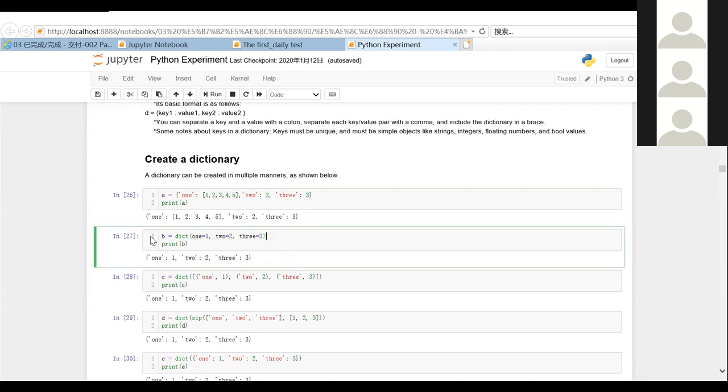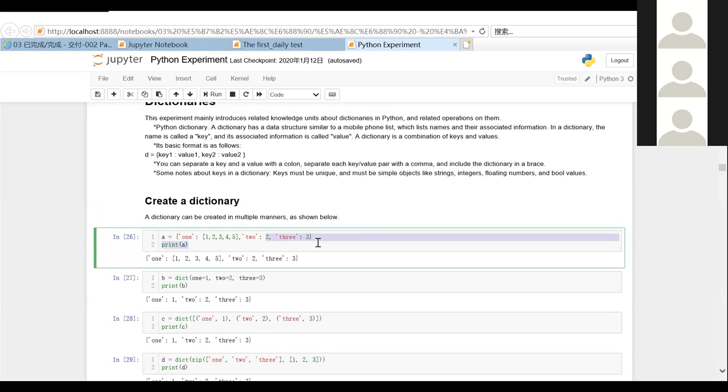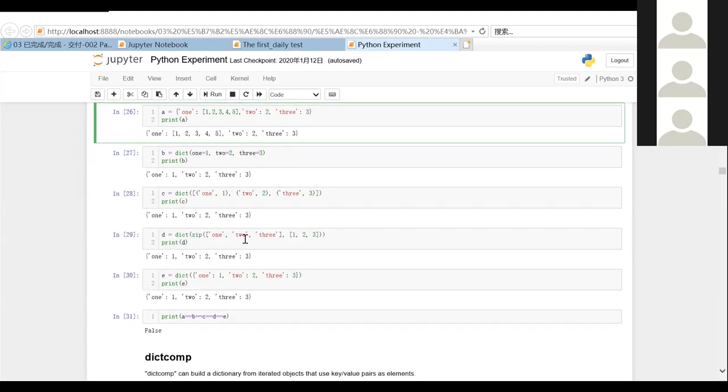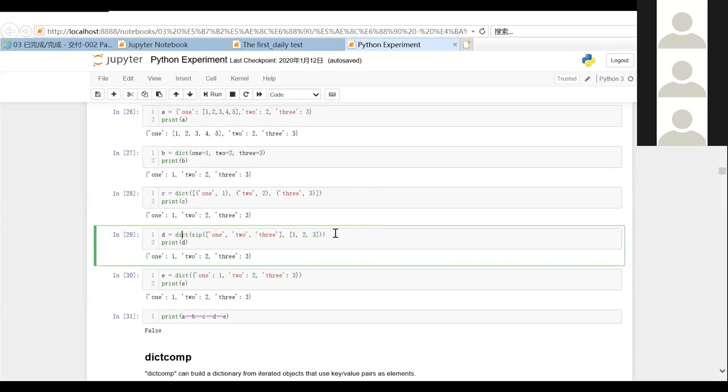We can print A. The second method to create a dictionary is to use the built-in function in Python, dict. We use these expressions to represent one key value pair, and we use commas to separate different key value pairs. In a dictionary, the keys should be unique, but the values can be the same. So for key one the corresponding value could be one, and for key two the corresponding value could also be one.